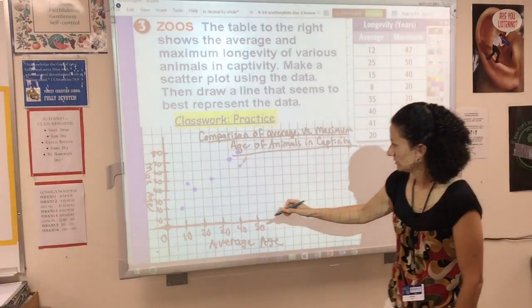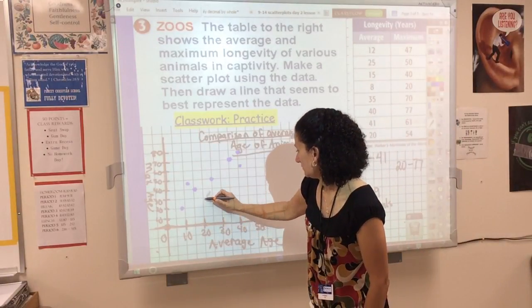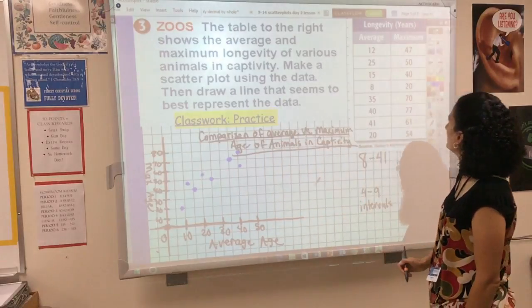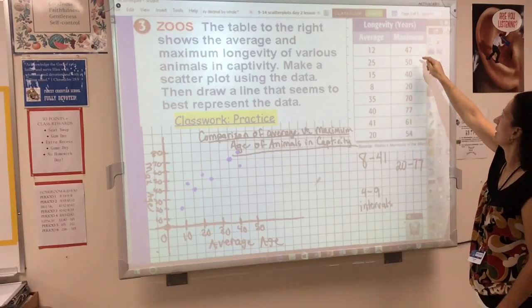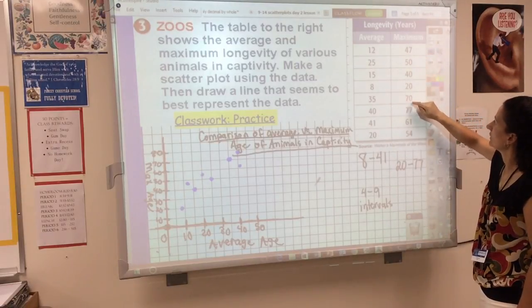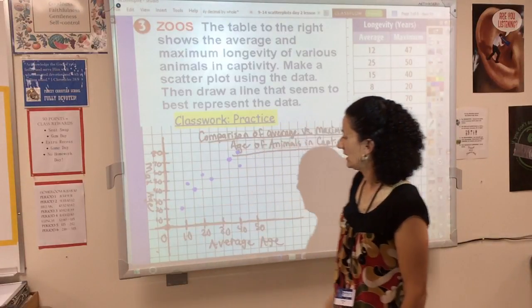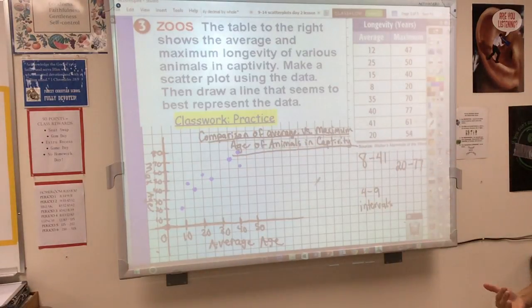20 and 54, so 20 and 54 would be around there. Okay, and I plotted all my points. You can double check that I got them all. 1, 2, 3, 4, 5, 6, 7, 8. And 1, 2, 3, 4, 5, 6, 7. Yep, I got 8 dots. My scatter plot is finished.